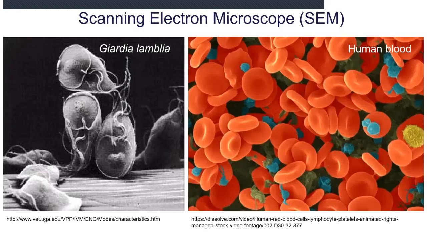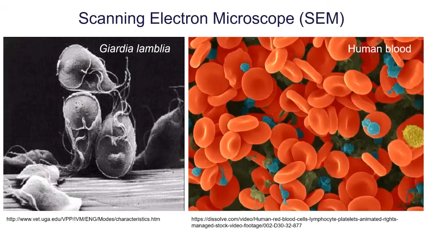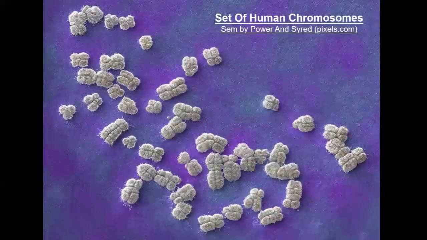And there's some more images. I just love these images. They're just really incredible. There's Giardia again, some human blood colorized to make it look more accurate to its actual color. And there's some human chromosomes, so pretty cool.